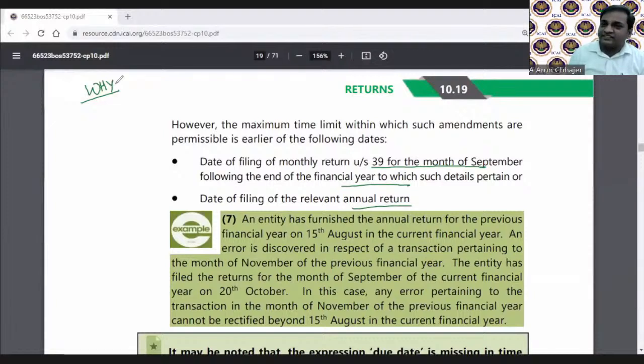You can do the correction in further, not necessarily next month, in future, any tax period. You have made the mistake in the GSTR1, you can rectify in the subsequent GSTR1. In any GSTR1, but that is the maximum upper limit. You have to correct whatever information is wrong after the end of the financial year till September to which such detail pertains, or annual return, whichever is earlier.